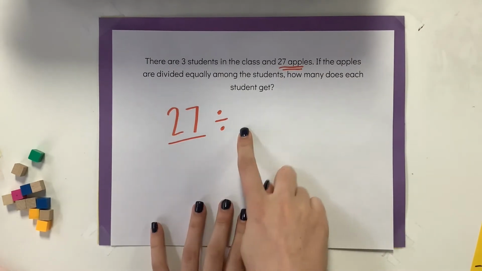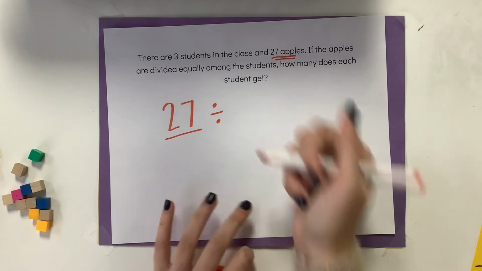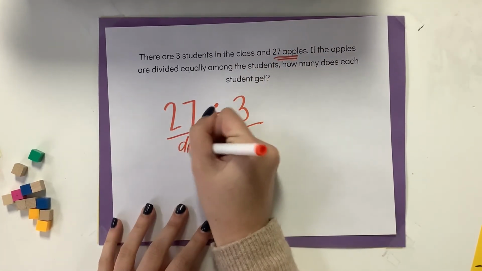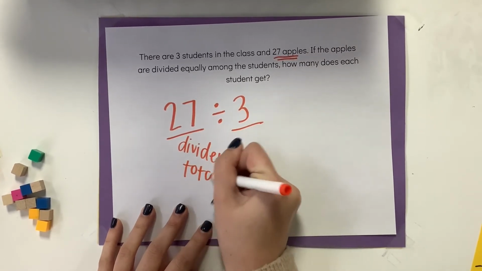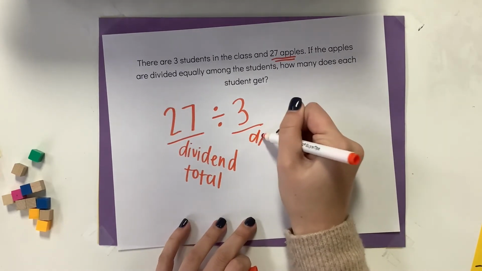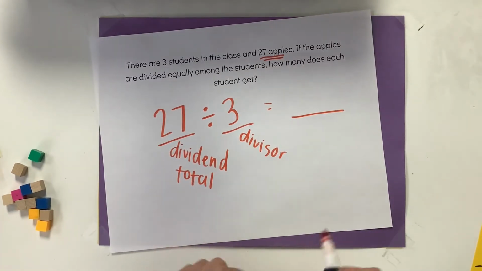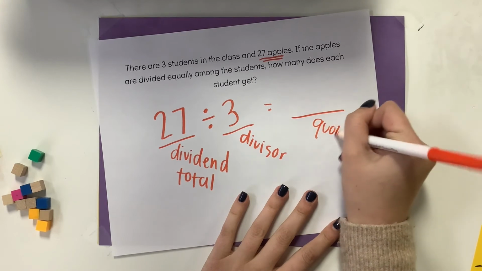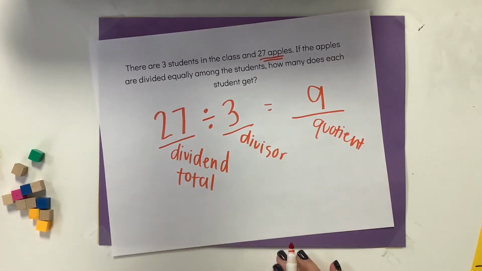So, looking here, we divided a total of 27 apples into, or between, 3 students. So, our dividend, which is our total number of things we have. 3 is what we're dividing it by. That's called our divisor. And the answer to a division problem is always going to be called the quotient. So our answer here was 9. Each student got 9 apples.